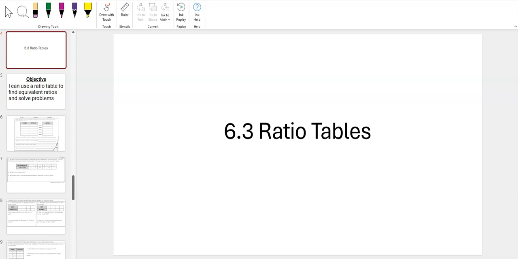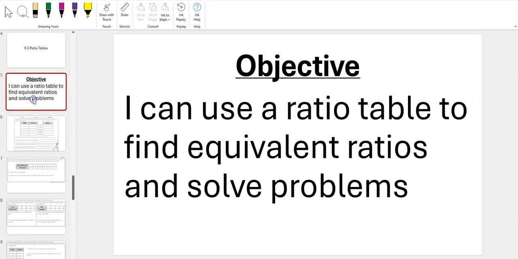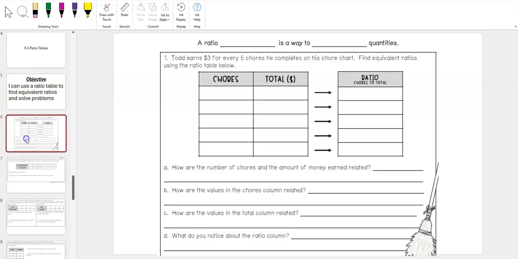Hello and welcome. We are here on Module 6.3, Ratio Tables. So we're going to review really quickly. Well, not review, but we're going to learn how to use a ratio table to find equivalent ratios and solve problems. So we've been learning a lot about ratios and rates recently. And we've been learning lots of different tips and tricks and ways to solve problems. Ratio tables are just another way to solve a problem. So in this lesson we're going to learn what a ratio table is, what its parts are, and how to fill it in and answer questions with it.